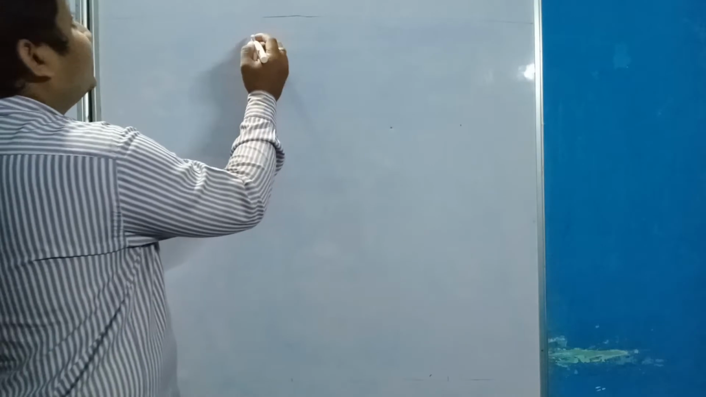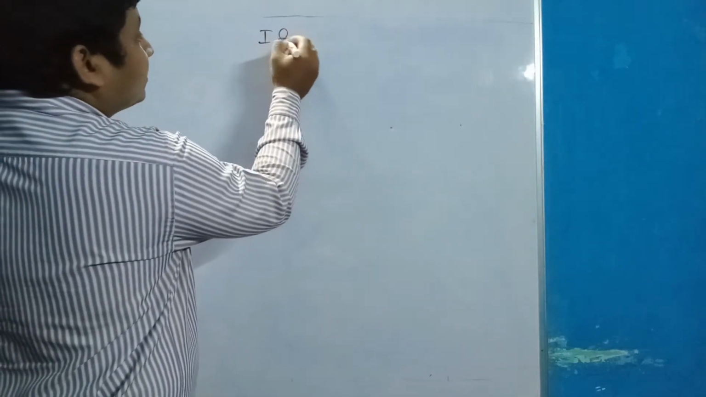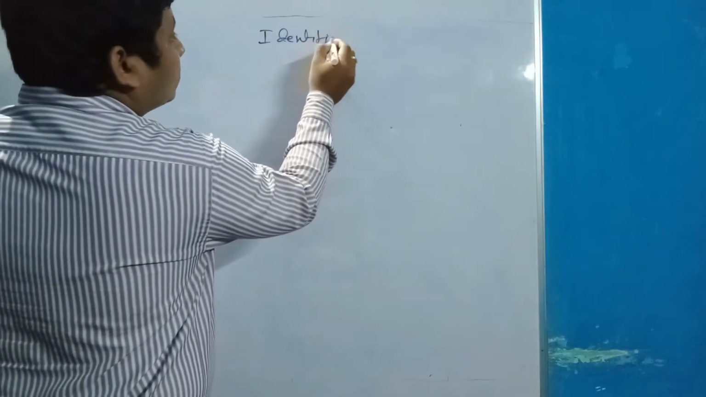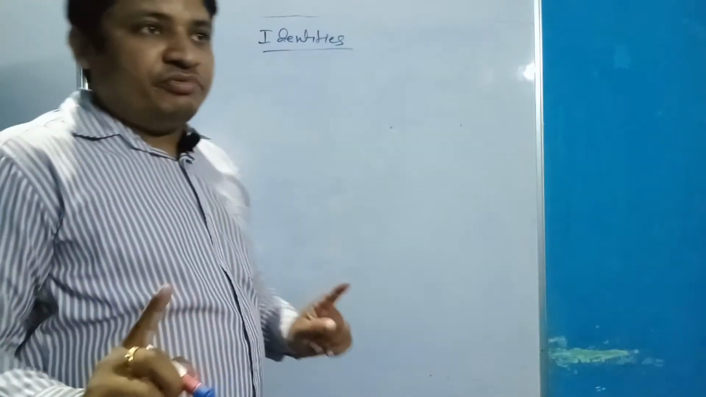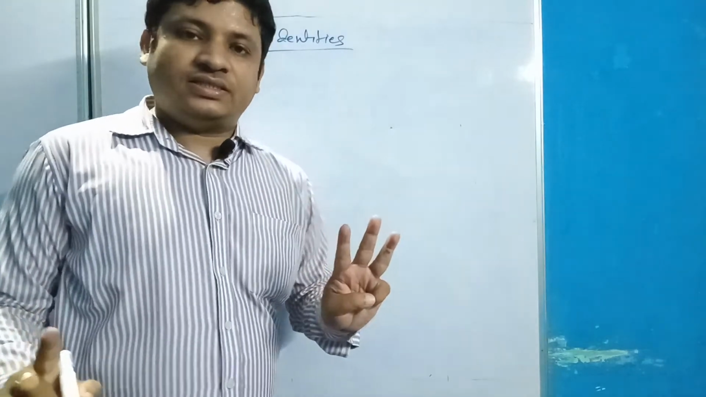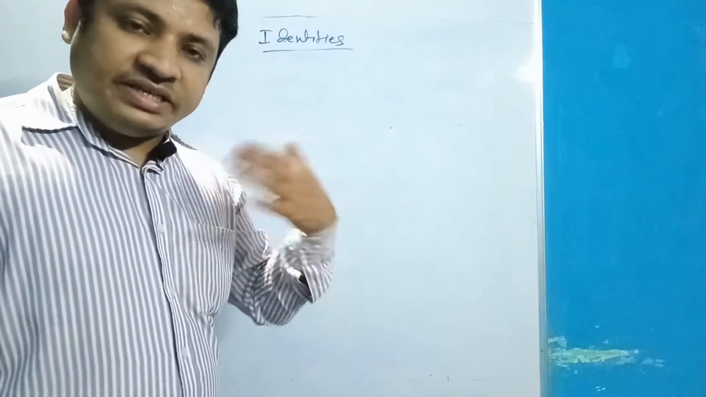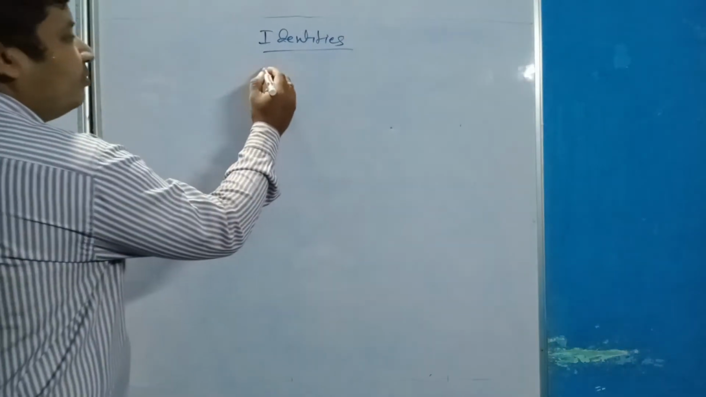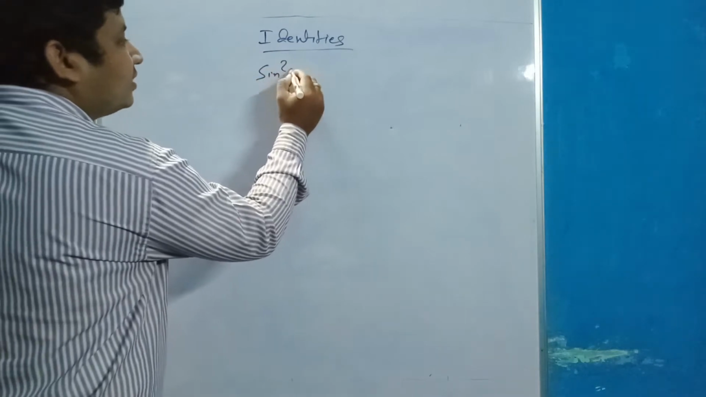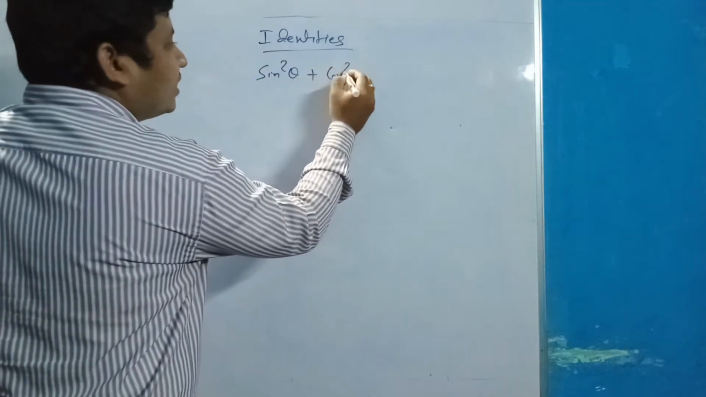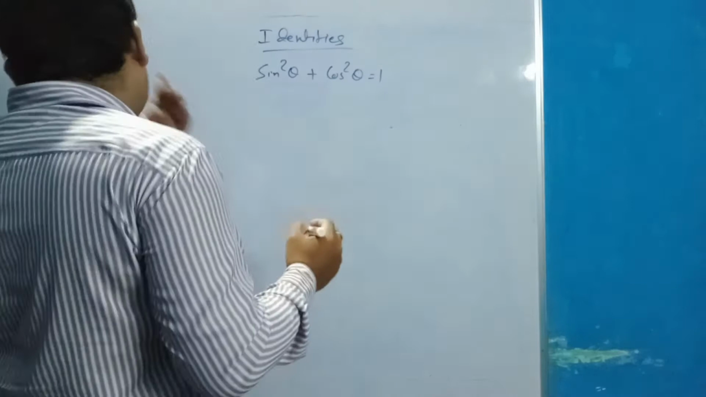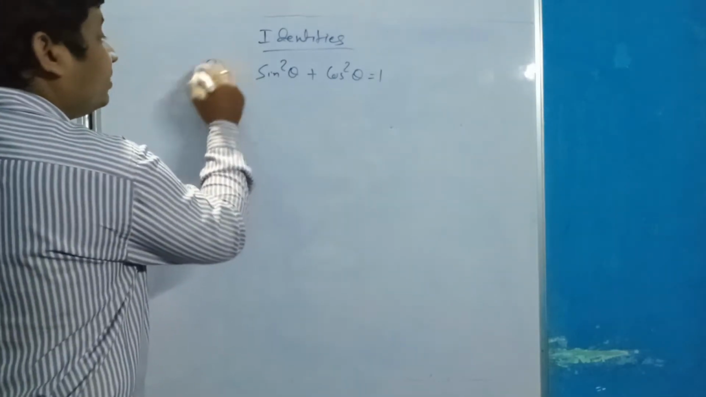So next part is identities. I'll advise everybody to remember 3 identities, only 3 formulas, and the rest will be derived from there. I have remembered sin square theta plus cos square theta equals to 1. This is the first identity for me.